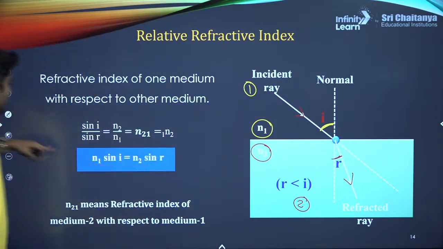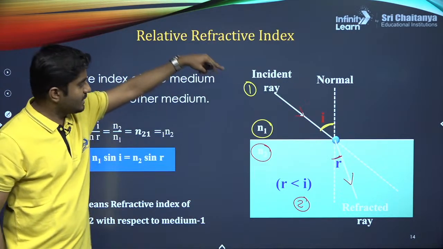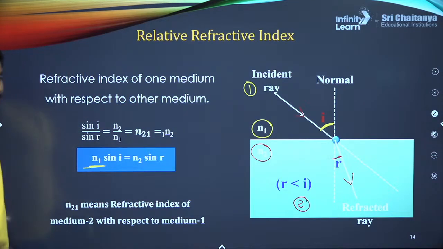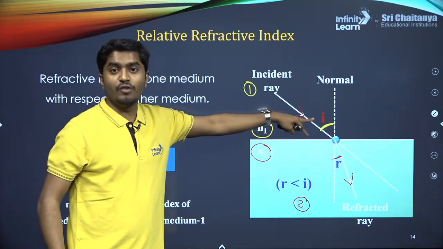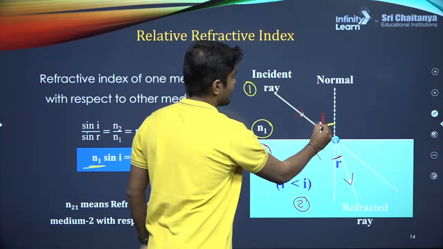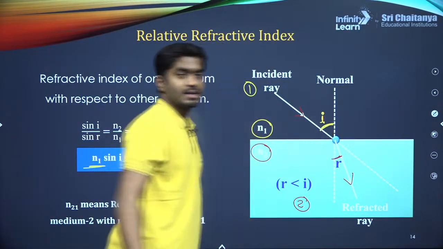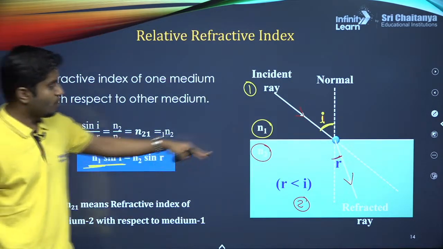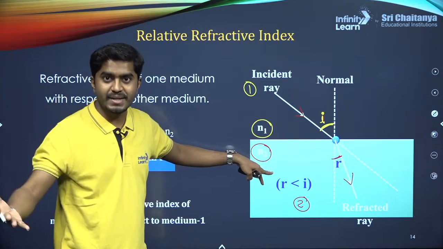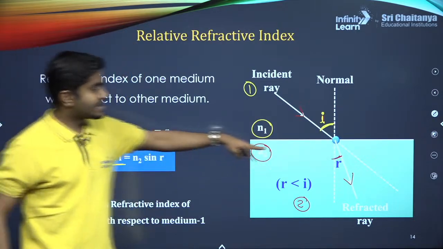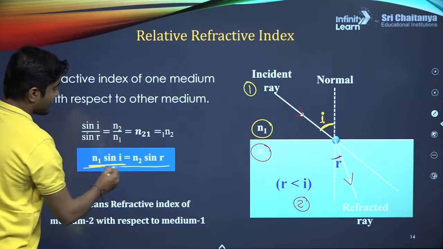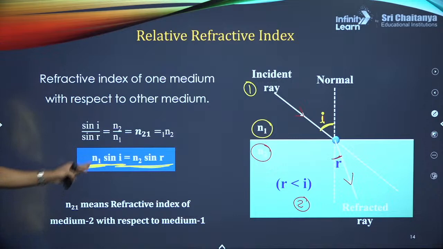So how will you write this equation? When you start from medium 1, so जो पहला medium है उसका refractive index which is n1 multiplied by sine of the first angle, which is in this case angle of incidence. This should be equal to N2, which is the refractive index of the next medium, multiplied by sine of the angle of refraction. So this is how you get the complete ratio.